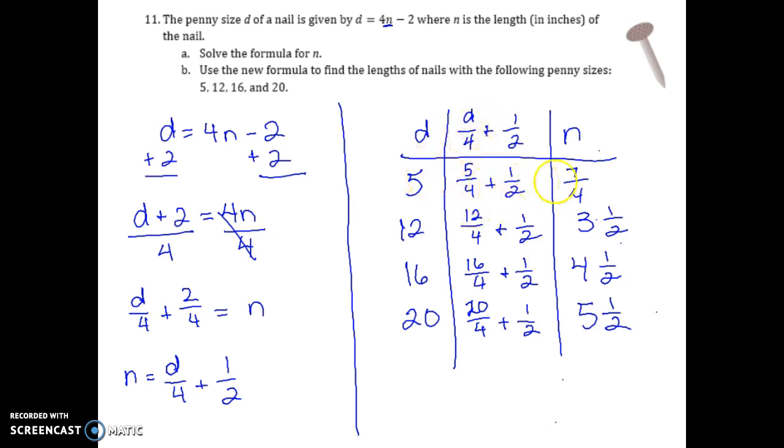And then we're doing our fractions: 5/4 plus 1/2. And I'll do a little fraction down here: 5/4 plus 2/4, because remember you need an equivalent fraction, and that's how we get our 7/4 right there.